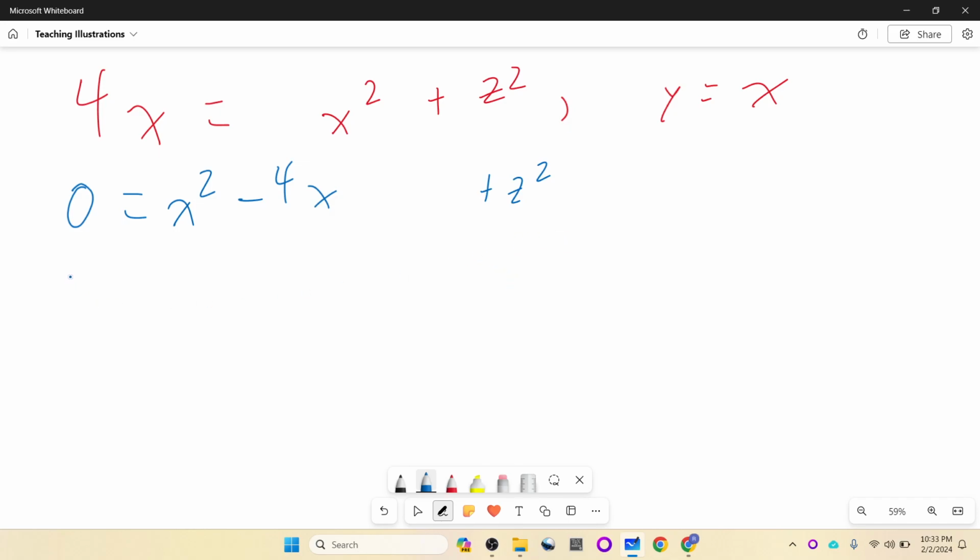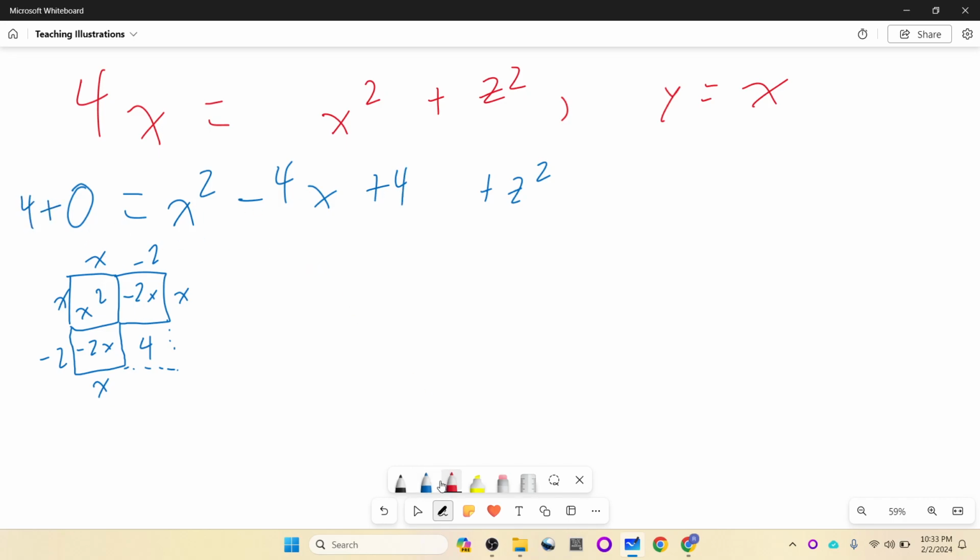Sometimes I like to draw my little shapes here. Here's x squared, sides are x and x. Again, this part is unnecessary if you're good with completing the square and you know the formula, but negative 4x splits into negative 2x, negative 2x. So it's x minus 2, x, and minus 2. What is the area of this missing box? Negative 2 times negative 2 is 4. So I add 4 here, and I add 4 here. Then I get 4 equals, this factors into x minus 2 squared plus z squared.